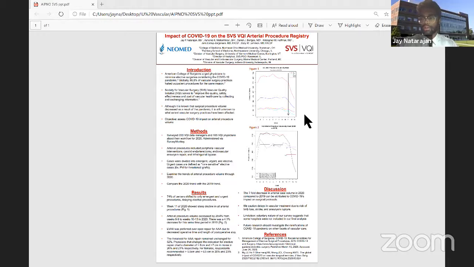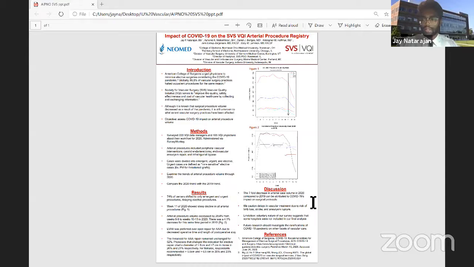Figure 1 shows that all arterial cases declined sharply at week 11. Figure 2 shows that there was a 29.4% decrease in case volume from weeks 6 through 9 to weeks 10 through 13 of 2020, whereas there was only a 4.1% decrease for the same time period in 2019. We attribute this 7-fold decrease in case volume to the COVID-19 pandemic.